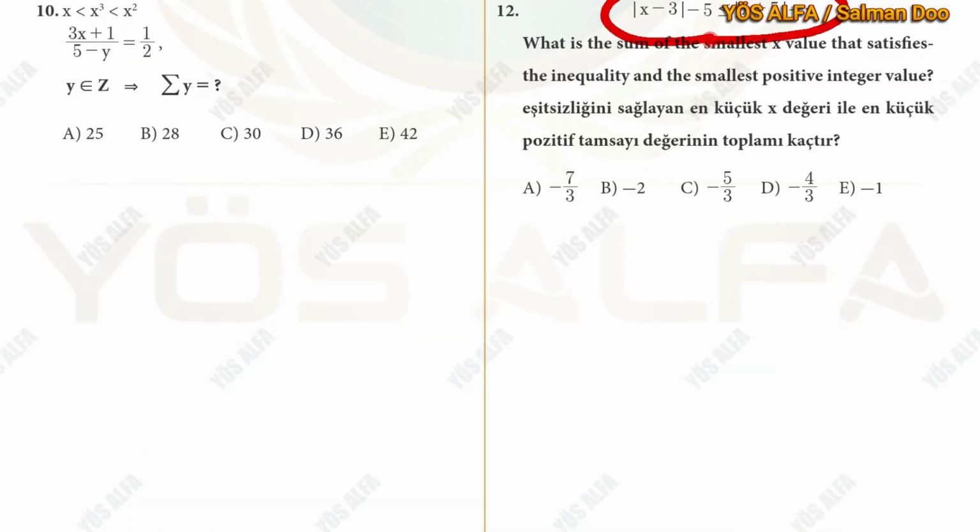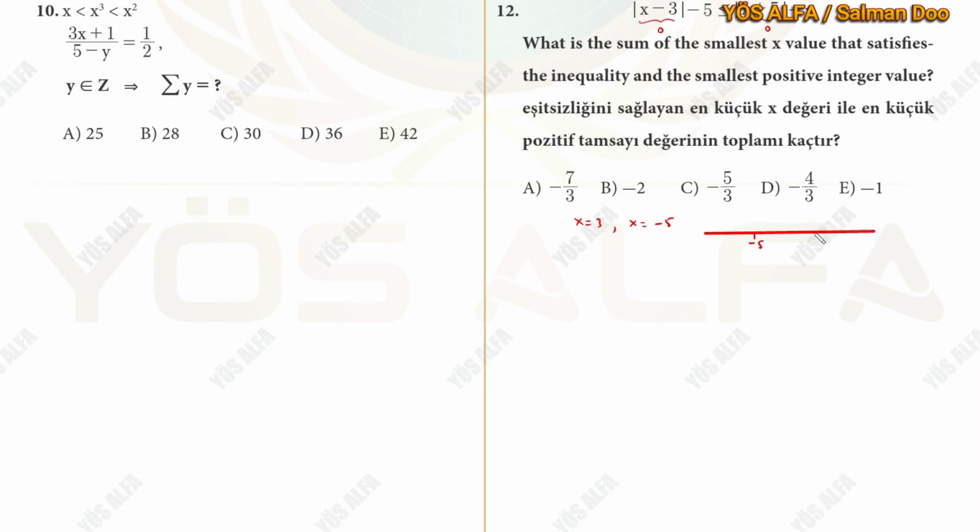12. This inequality is given. We're asked to find the summation of the smallest x value and the smallest positive integer value. So let's solve this inequality first. We need to find the critical points, and they are found when we equate these two expressions by 0. So we have x is equal to 3 and x is equal to -5. And we should check the interval accordingly.